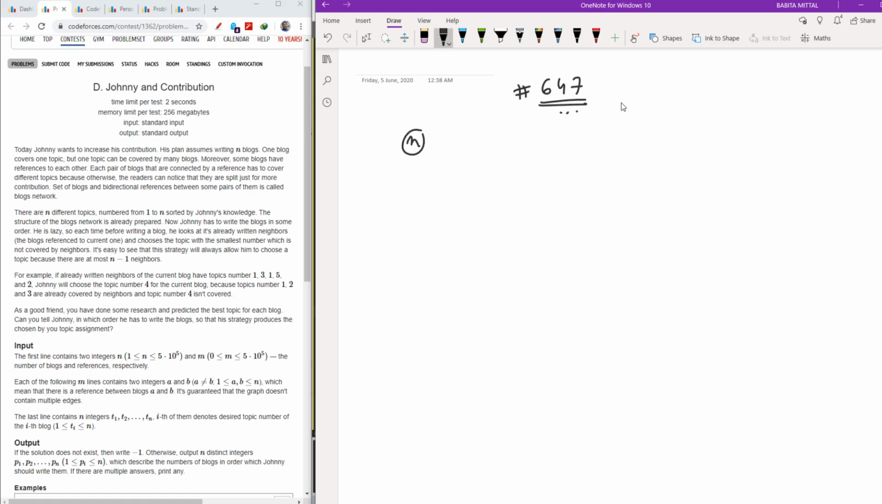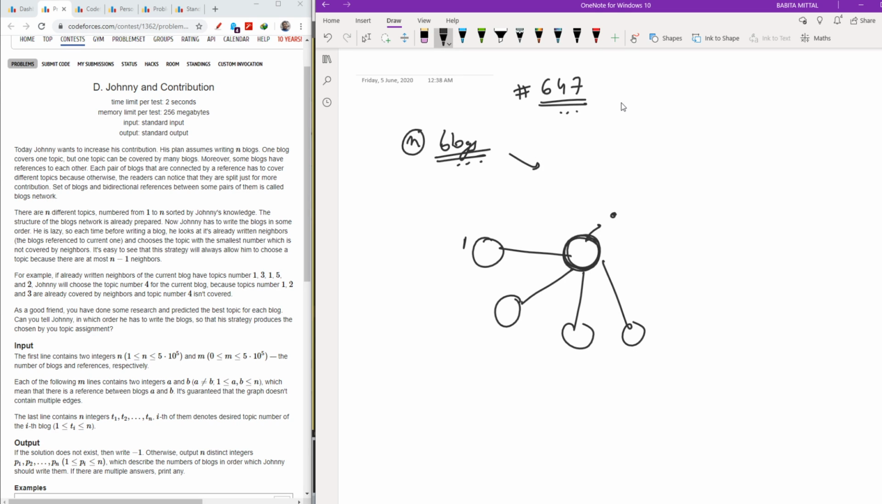solution. So we have n blocks and we have a boy called Johnny and he has to write these n blocks, and these blogs have some references, and the way he has to write these blogs are such that suppose he's on some blog, and the blog which he's going to write, it has some neighbors like this, and these neighbors suppose have some reference 1 3 1 5.